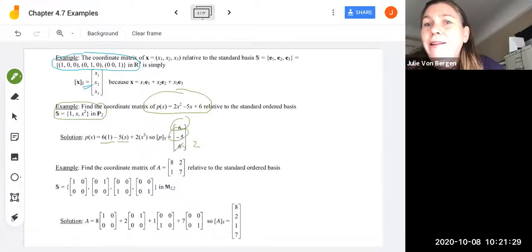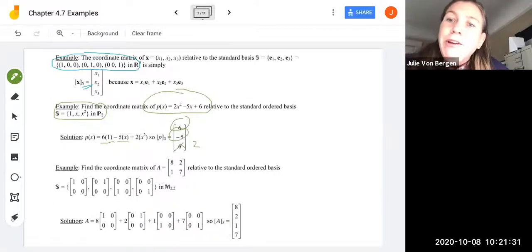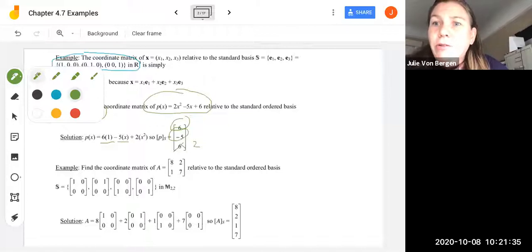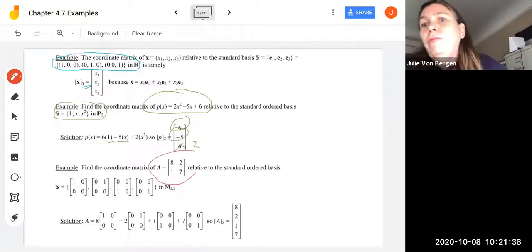Okay, in the next example, let's find the coordinate matrix of A, where A here is going to be this 2 by 2 matrix, 8, 2 in the first row and 1, 7 in the second row. And then we're going to do that relative to the standard ordered basis for the 2 by 2 matrices, the four matrices with 1s in each position. So we've got four matrices in our basis for M 2 by 2 matrices.